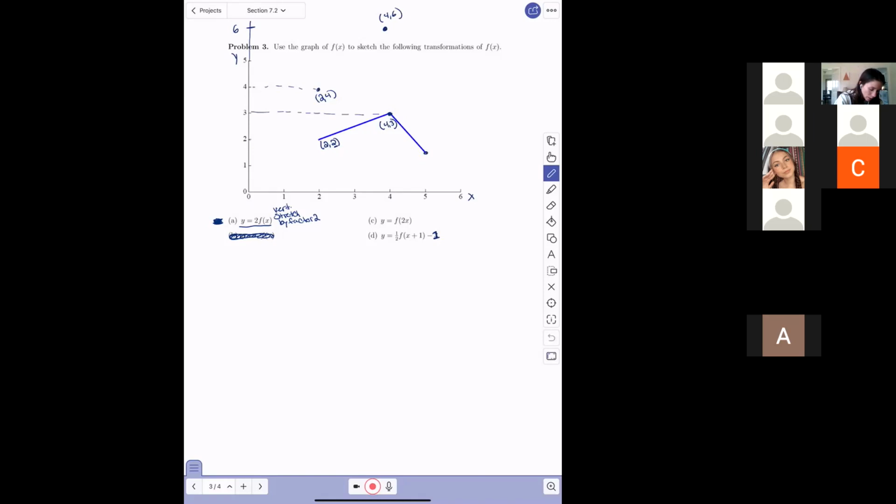Lastly, this last point here is about 1.5. So 5 comma 1.5. We're going to multiply 1.5 by 2, which is about 3. So we'll have the point 5, 3. So when we stretch it vertically by a factor of 2, that's what our new graph looks like. Any questions there? Okay, next.